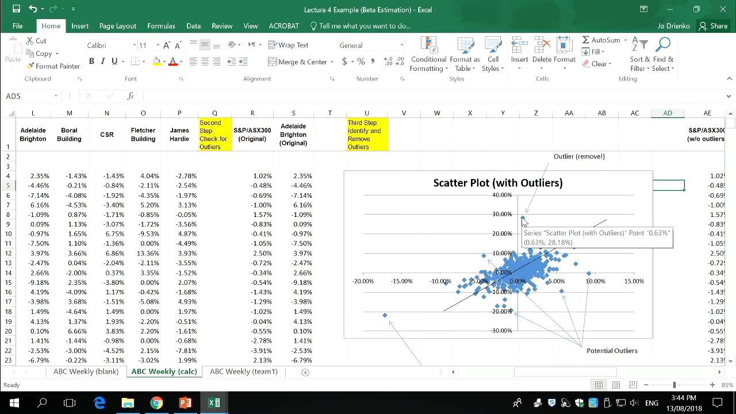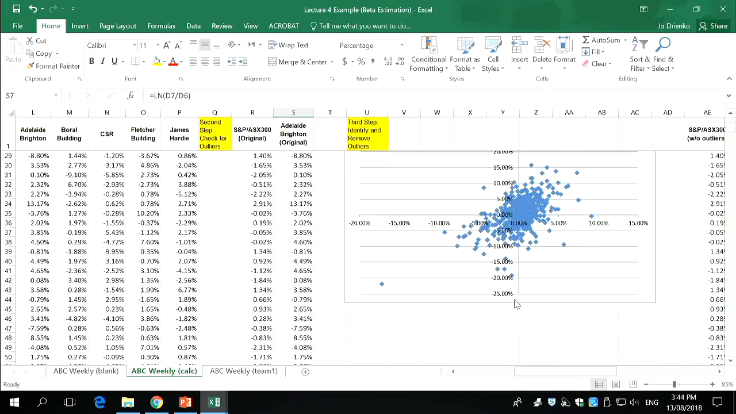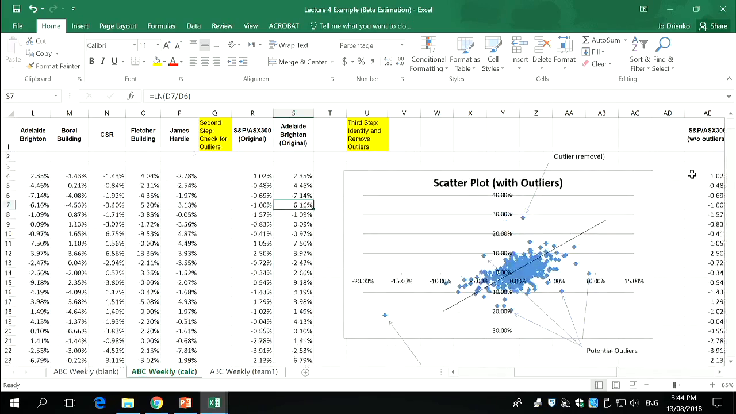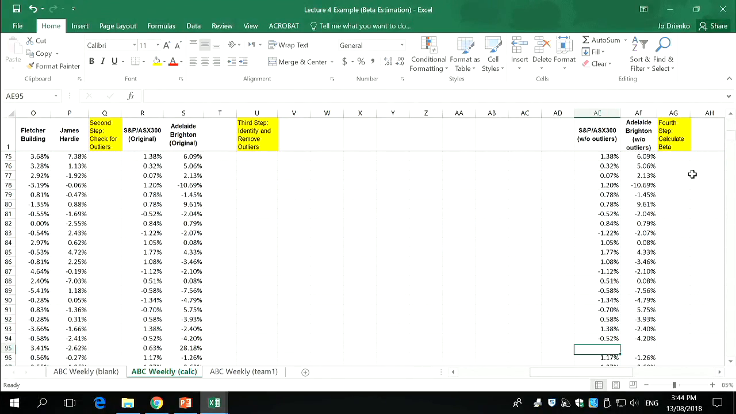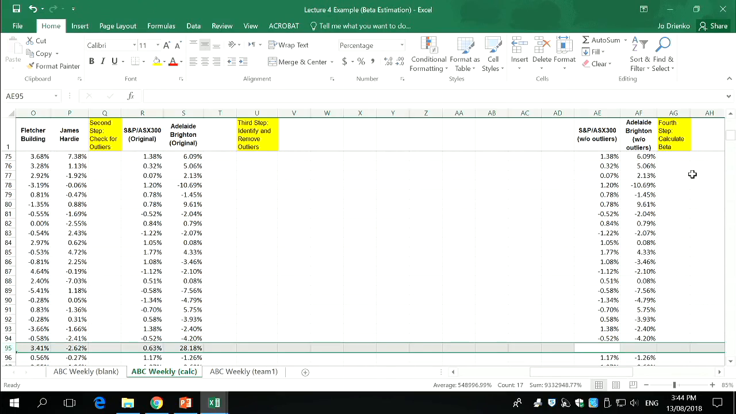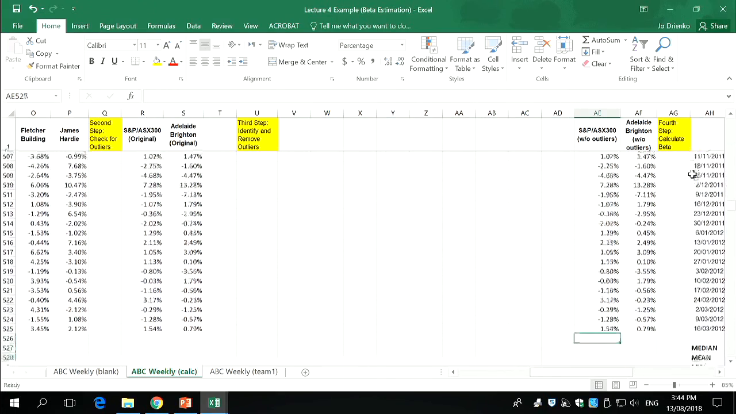So return on the market was 0.63% per week, and for ABC it was 28%. So that's a big difference. That's a 27% difference. That's an outlier. You want to delete that. So once you have all your returns and you identify your outliers, you then delete them. Yeah, you delete the outliers, as I say here. So see, this is deleted. So these outliers, you can see, this outlier is deleted. Do I have another one? No, I just deleted that one.